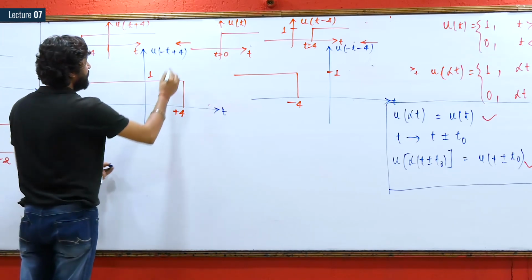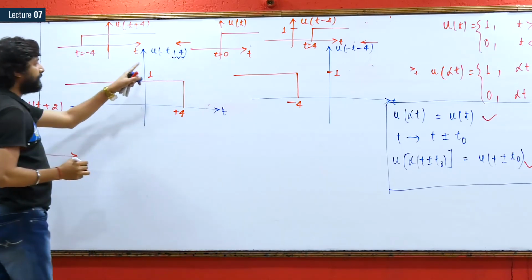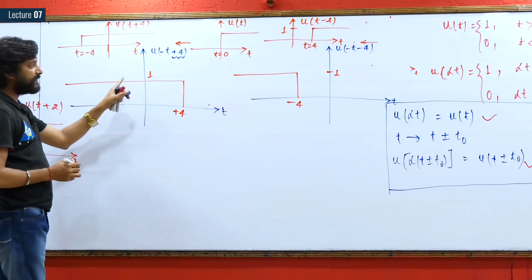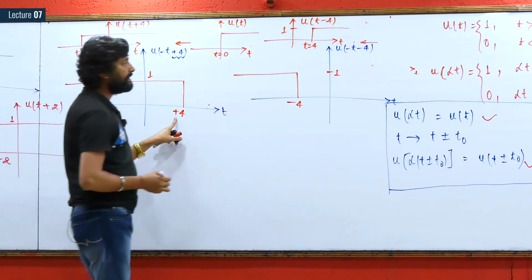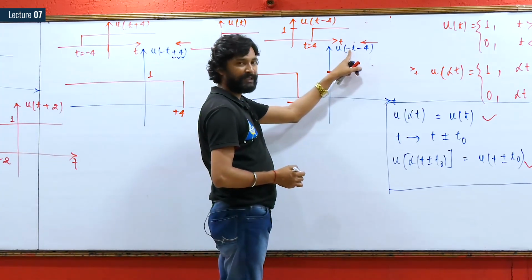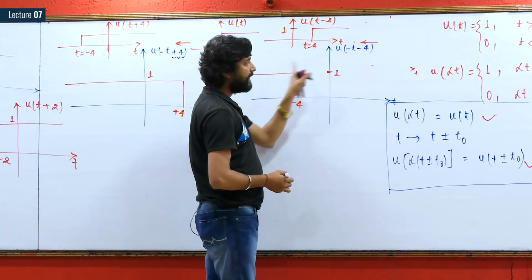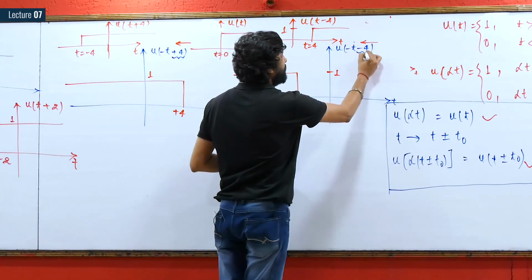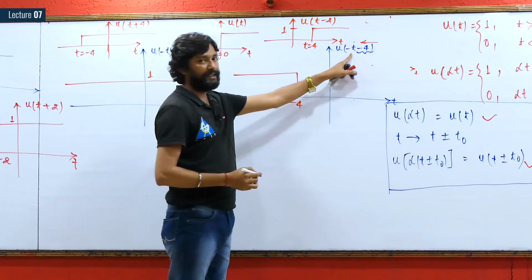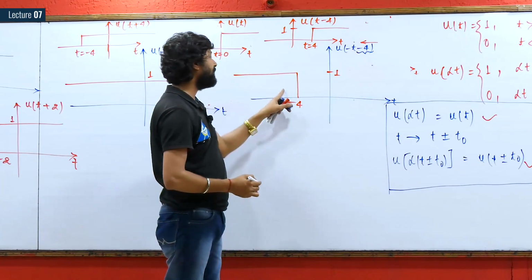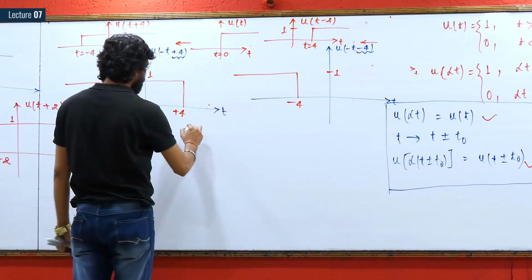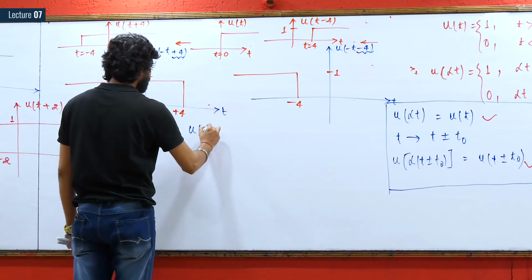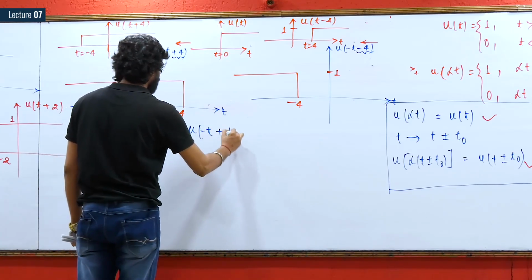Like in this case, if it is plus 4, then after starting from minus infinity, the signal will be terminating at t equals plus 4, as in this case. And in this case also, if it is a minus sign, then it will be starting from minus infinity and will be terminating at the constant after this t. In this case, the constant is minus 4, therefore it is terminating at minus 4. So in the common case, you can write u of minus t plus t naught.